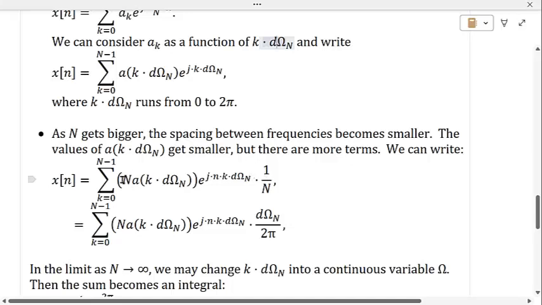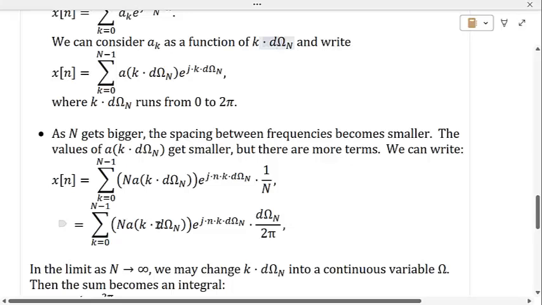Now what I did was I put an n here and I put a 1 over n here. Right? So just multiplying and dividing by the same thing. And 1 over n is just the same thing as d omega n over 2 pi. Right? Because d omega n is proportional to 1 over n. The constant of proportionality is 2 pi. Right? So we have this here.